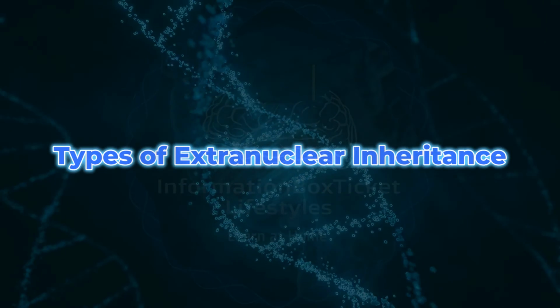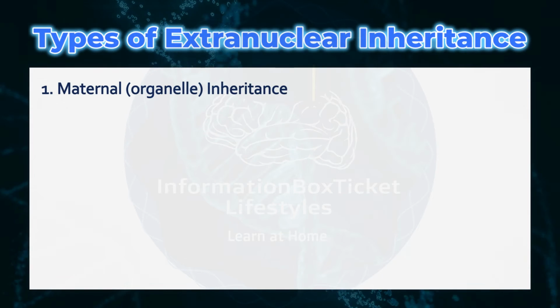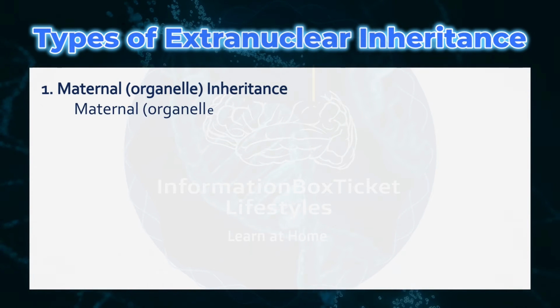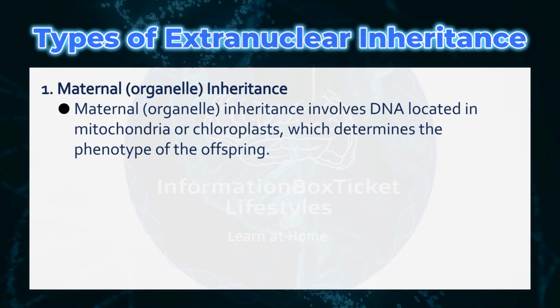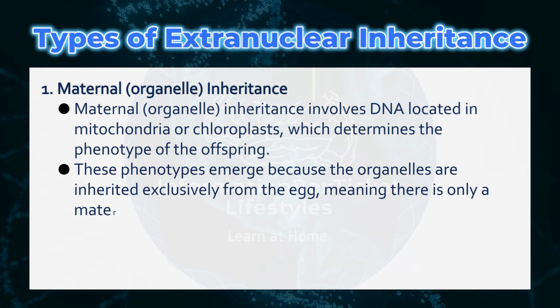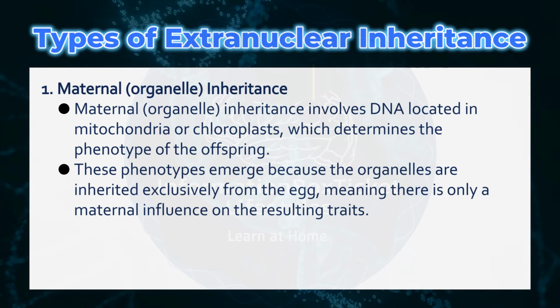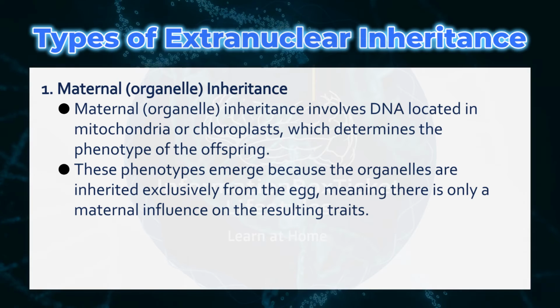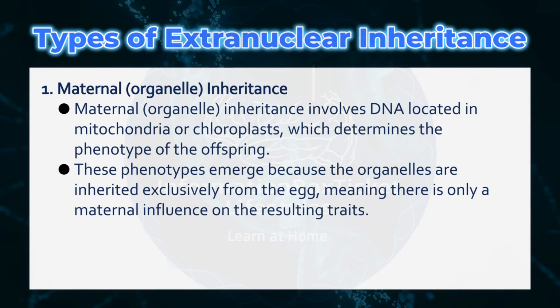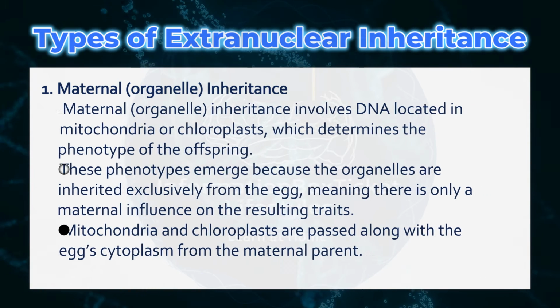Types of extranuclear inheritance. Number 1. Maternal organelle inheritance. Maternal organelle inheritance involves DNA located in mitochondria or chloroplasts, which determines the phenotype of the offspring. These phenotypes emerge because the organelles are inherited exclusively from the egg, meaning there is only a maternal influence on the resulting traits. Mitochondria and chloroplasts are passed along with the egg's cytoplasm from the maternal parent.